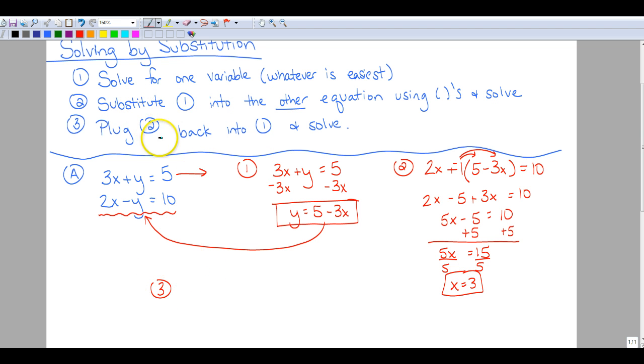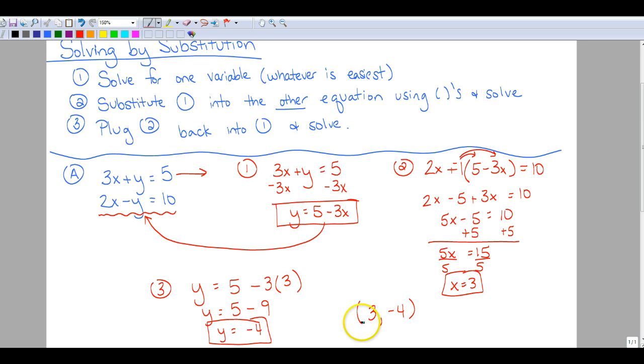Step number 3, we're going to take what I just got from step number 2, which is x equals 3. I'm going to plug it back into the equation from step number 1. So if I know x equals 3, I'm going to replace the x with a 3. I have y equals 5 minus 3 times x. We just got x to be 3. So we know y is going to equal 5 minus 9. Y equals negative 4. And now you have your answer. Your answer as a point would be (3, negative 4).